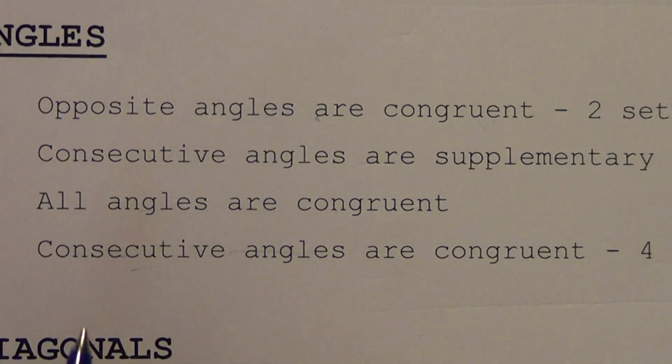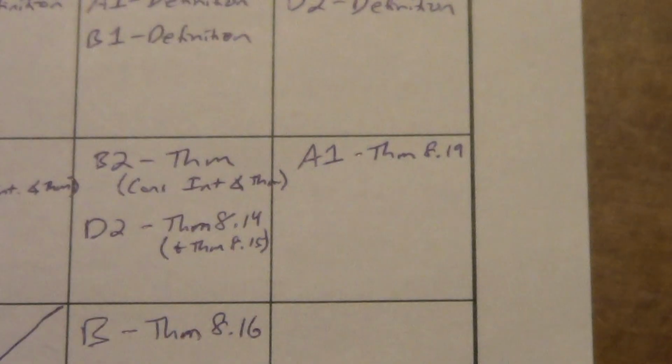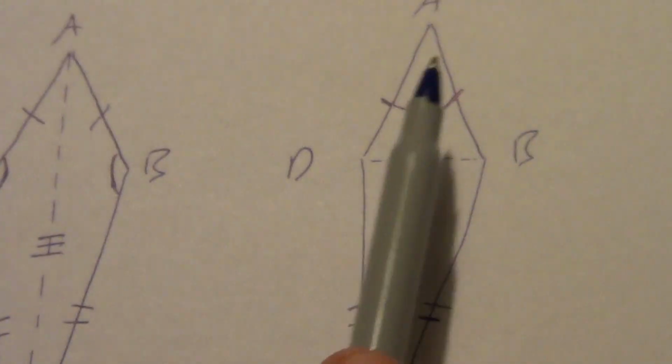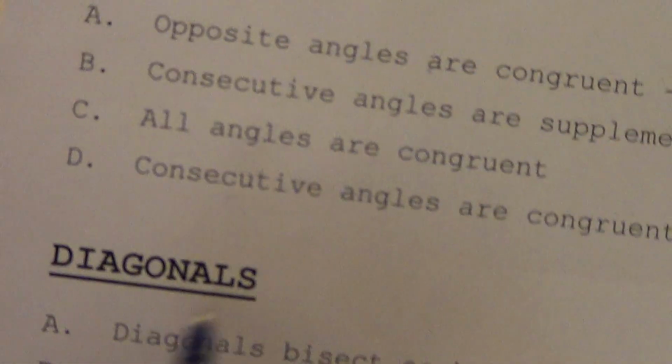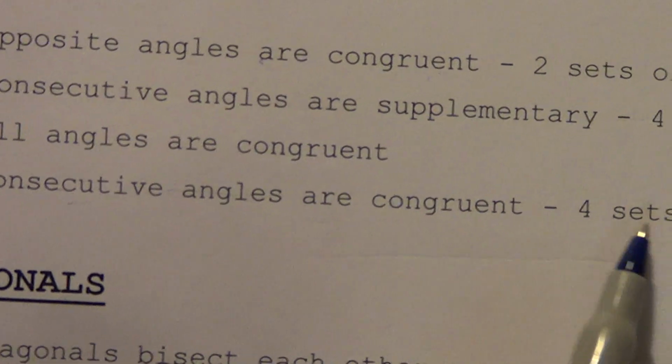Okay, what about all angles are congruent? No, we already showed you how in this picture, this angle up here is not going to be congruent to this angle down here. So we do not have all angles congruent. And then finally, consecutive angles are congruent.